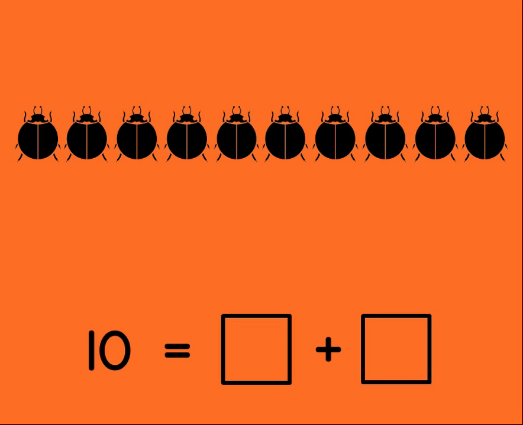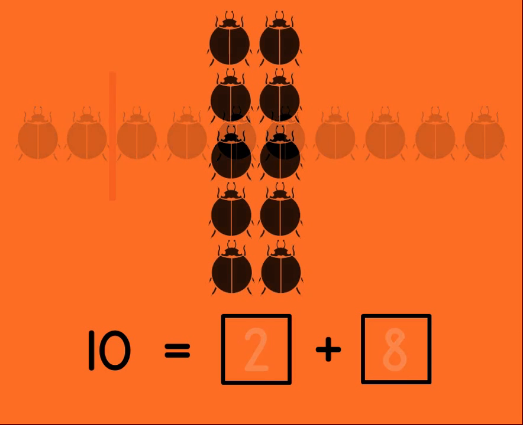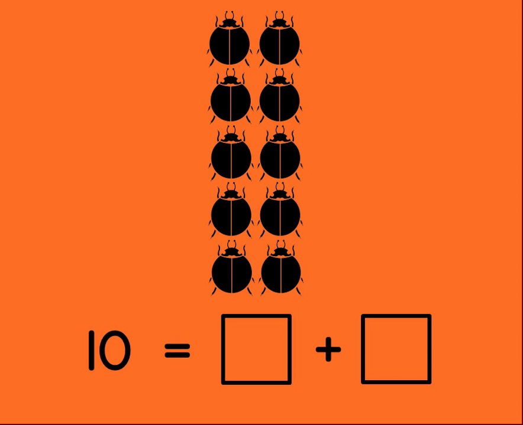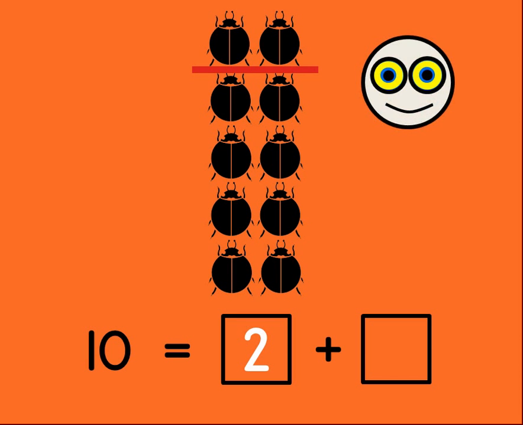Here's the same problem for 2 and 8. This time the child counted correctly. And in the 4-group model, 2, use your math eyes, and 8 make 10.